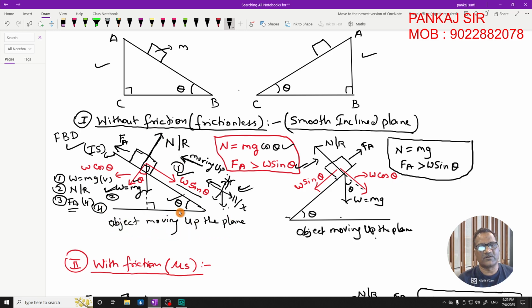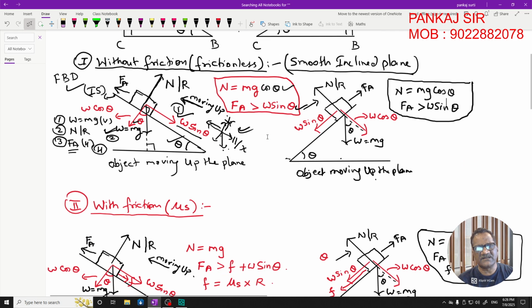So this is what I wanted to explain about an object moving up the plane and the FBD diagram of that object. Whether it is this way or it is flipped in this way, in both cases you will get the same thing, that is N is equal to mg cos theta and Fa will be greater than W sine theta. So you should practice both ways of drawing these FBD diagrams. In both these diagrams, this was a case of a frictionless inclined plane, so we did not consider friction. Now in the second case we are going to consider friction.